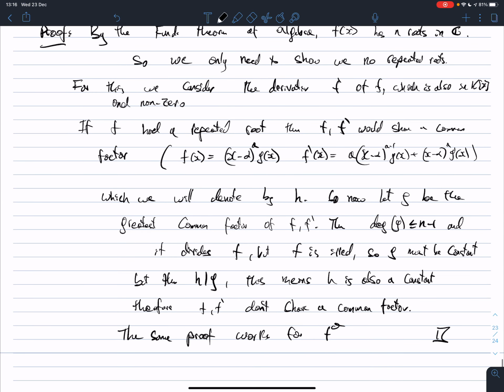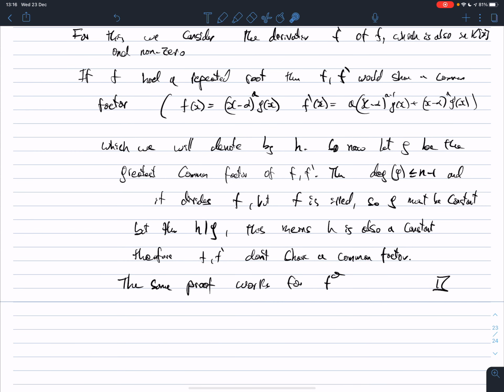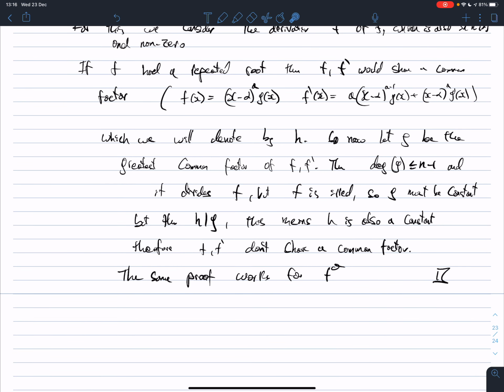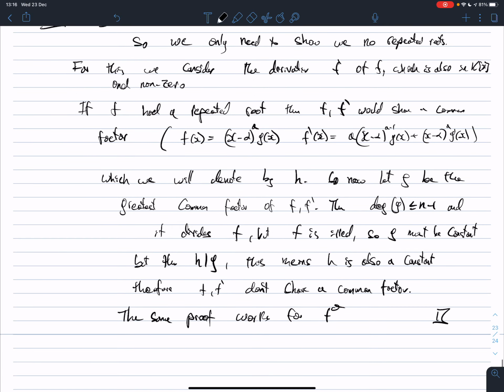I checked that I have at least n roots, and that if I were to have a repeated root, then f and f prime would have to have some common factor, like x minus a to something. But I've just checked that f and f prime have to be coprime, so this can't happen. Great. So how is this lemma useful to us?